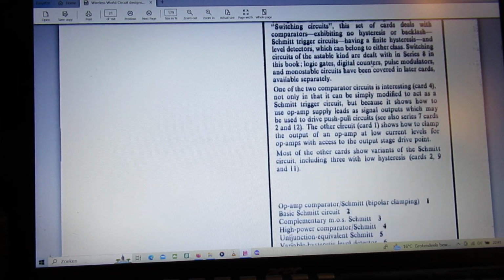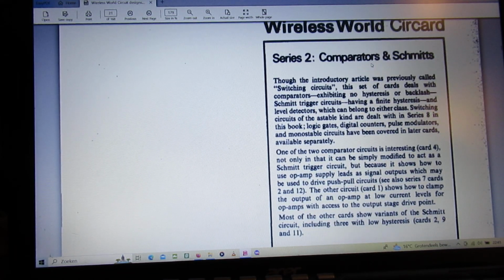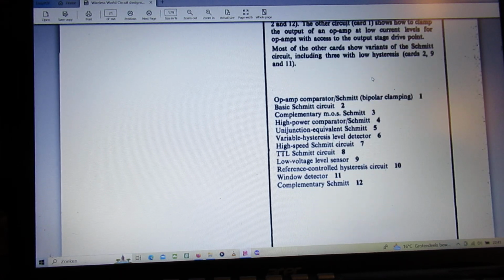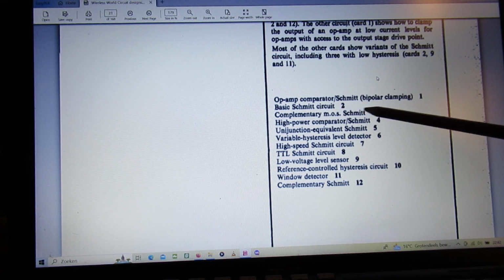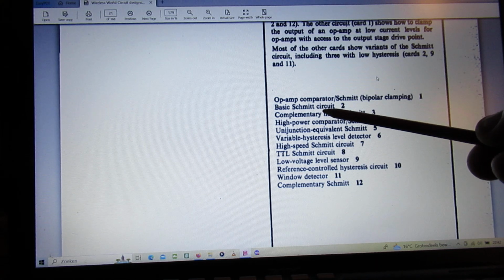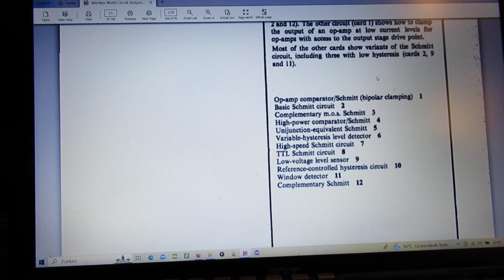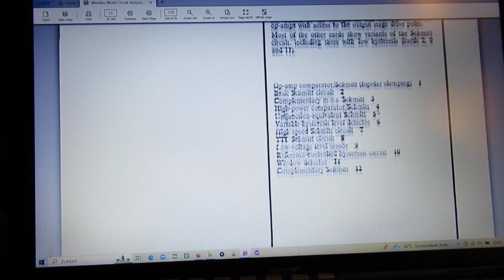Comparators and Schmitt triggers. Well, that's always interesting, of course. Comparators are often used with the help of op-amps. The good thing is that in this booklet they use the first op-amps of those days, the 1970s: Schmitt trigger, bipolar clamping, basic Schmitt trigger, etc. Well, this is of course interesting.